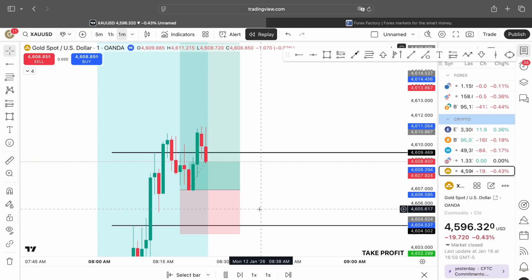All right, this might be the pullback. This might be the pullback we were waiting for. Equal highs forming.